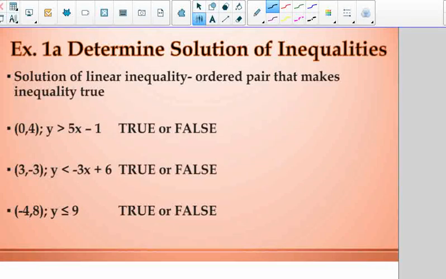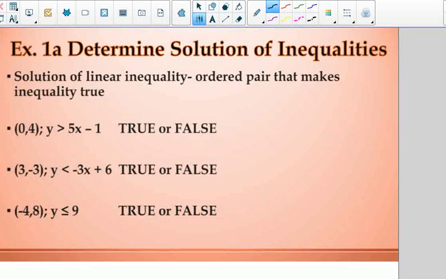For it to be a solution, it has to be an ordered pair that makes the inequality true. In order to do this, all you need to do is plug in your x coordinates and your y coordinates for the x and y of the inequality. Let's look at example 1. If our x coordinate is 0 and our y coordinate is 4, let's plug those into our inequality.